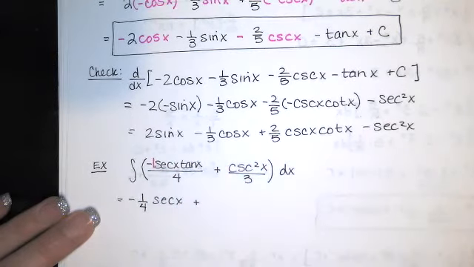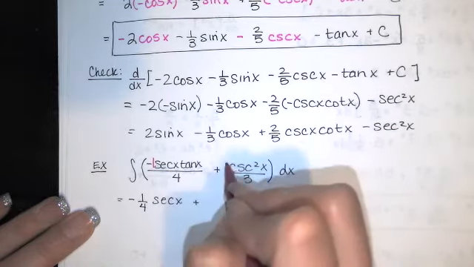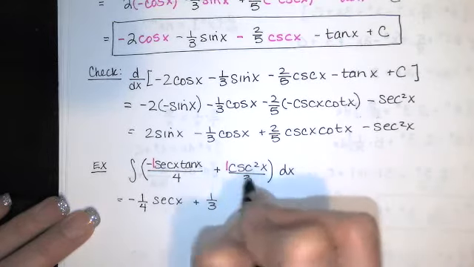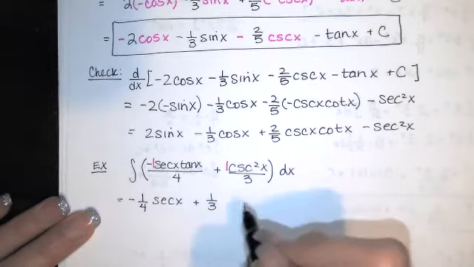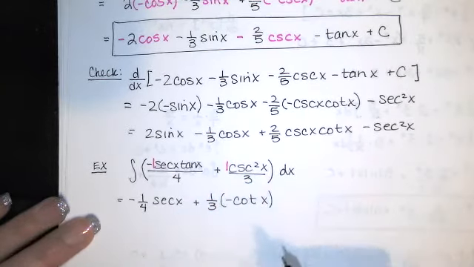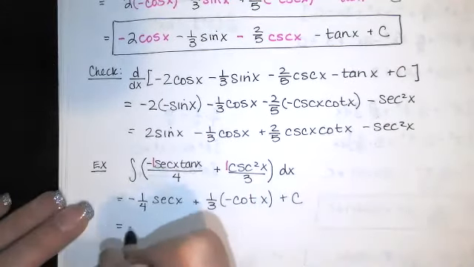Over here, I pull out the constant. What's the constant? It's not a 3. It's a 1/3. So I pull out the 1/3. And I say, what's the antiderivative of cosecant squared? And it's negative cotangent of x. So I take the derivative of cotangent, and I would get negative cosecant squared plus c.